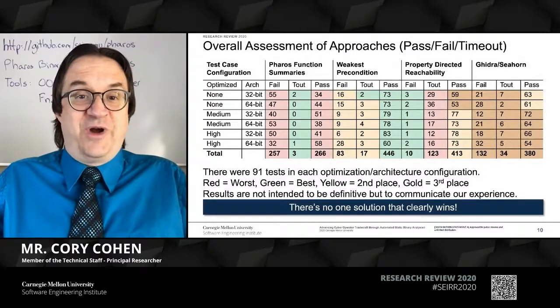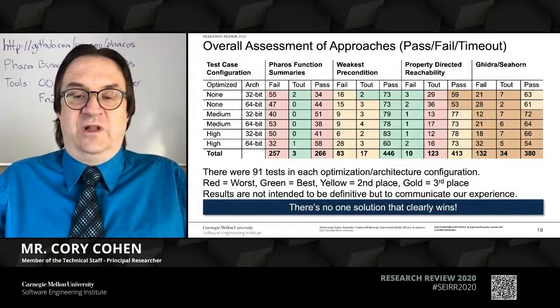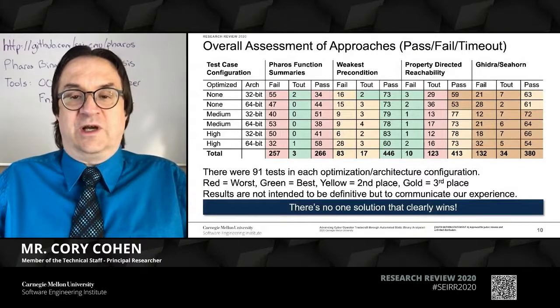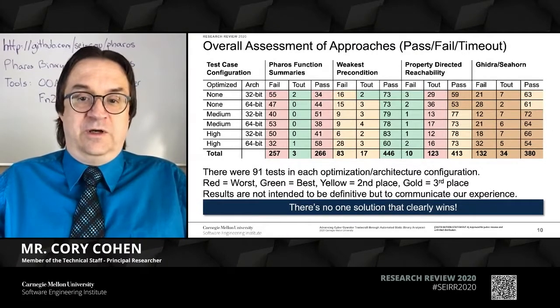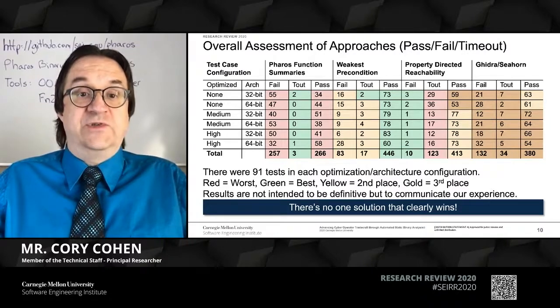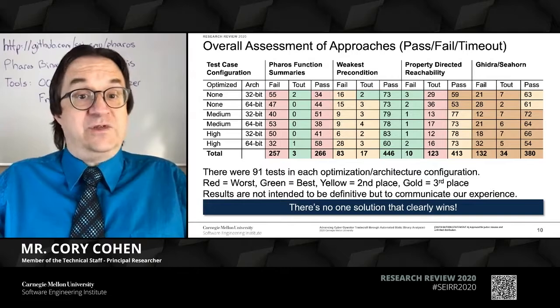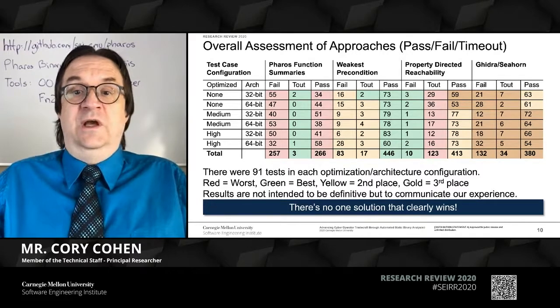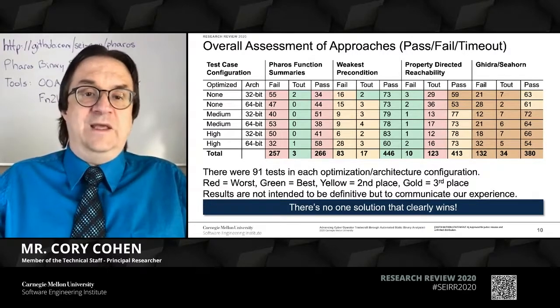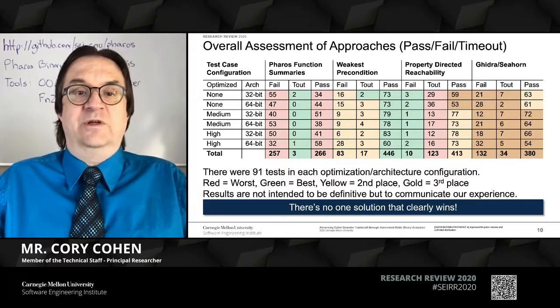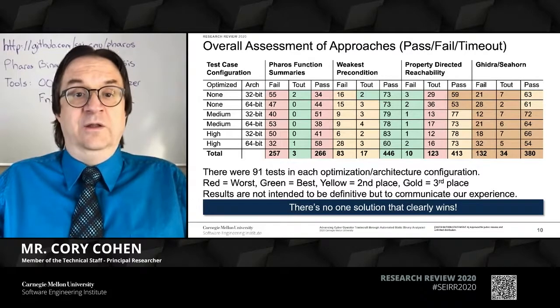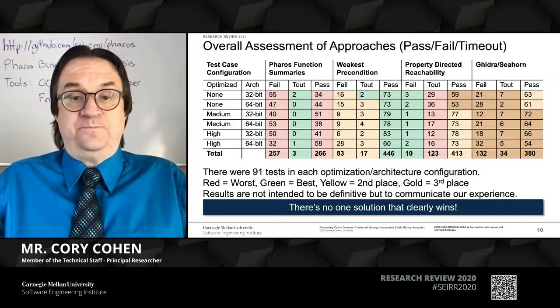So this slide summarizes our results, and I don't want you to dwell on the numbers. I just really want you to look at the colors. We've color-coded them such that red is the worst result for all of the approaches. Green is the best result for all of the approaches. And then there's two colors that are yellow, kind of a light yellow that represents the second place result, and a golden color that represents the third place result.